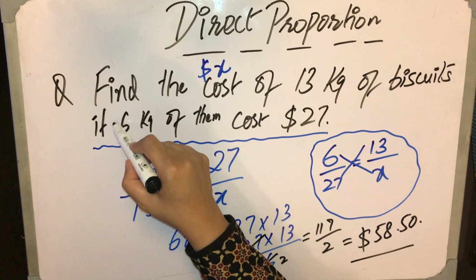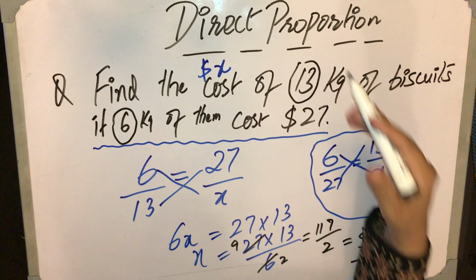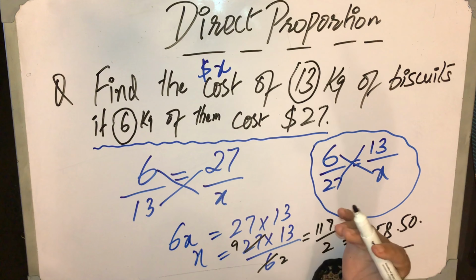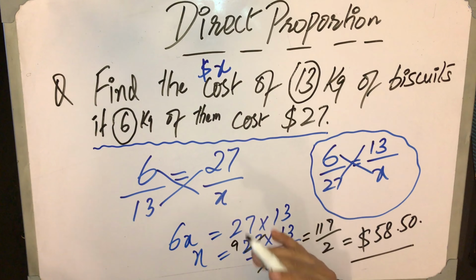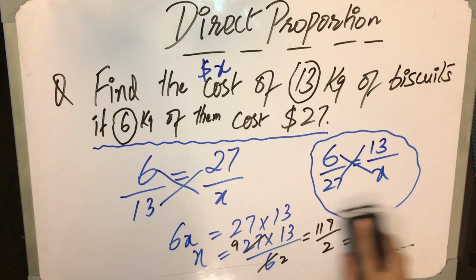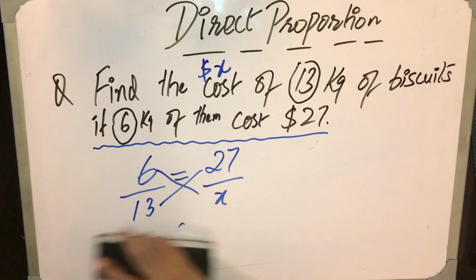If the quantity has increased from 6 to 13, then the cost has also increased from 27 to $58.50. This is called direct proportion: if one commodity is increasing, the other should also increase in the same proportion, in the same chemistry, in the same relationship. Now we can apply the second method, which is the unitary method, on the same question, and we shall have the same answer.